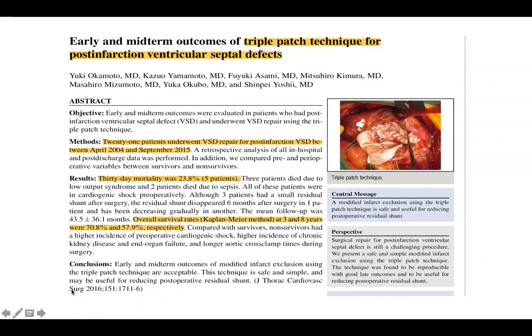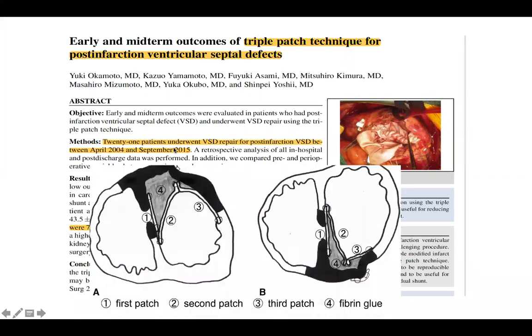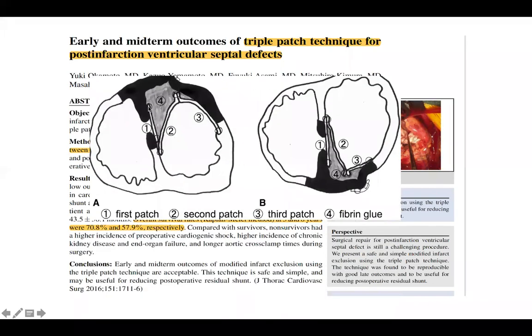I think this is another paper, they described 21 patients. The only thing is they did a triple patch. One patch was first to the septum, second was from the septum, and the third was to the healthy myocardium, then joined the 2 patches and put glue. I don't know any advantage of this technique, but it has been reported.